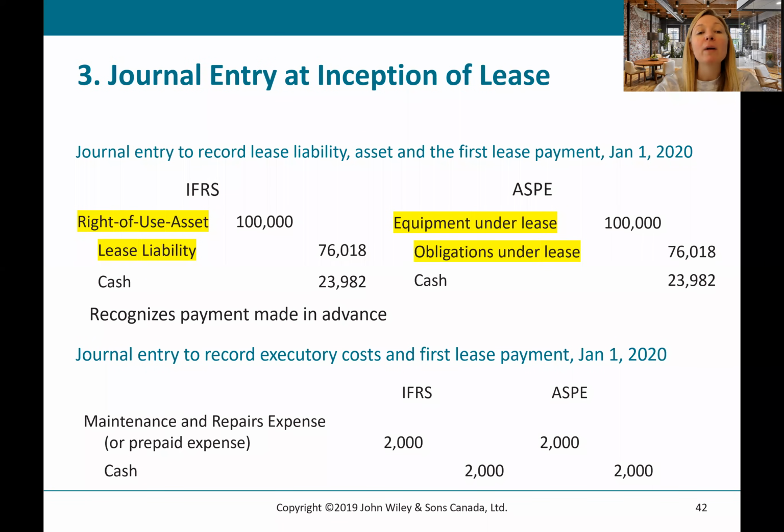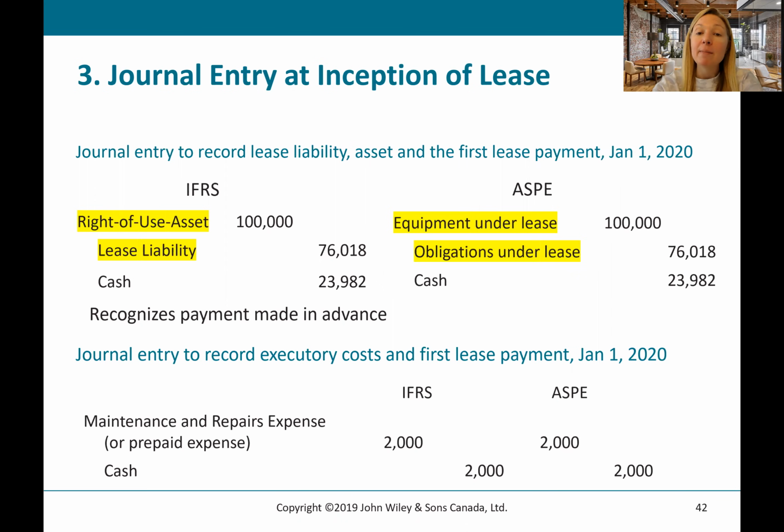So under IFRS, we put the $100,000 on our statement of financial position as a right of use asset. And then we recognize a lease liability, which is the carrying value of the lease liability or the lease payments, what we're required to make. And so we're going to subtract off our first lease payment, and we're going to hit cash for that. So no income statement impact on day one, really important. Even though we're making a lease payment, there's no income statement impact.